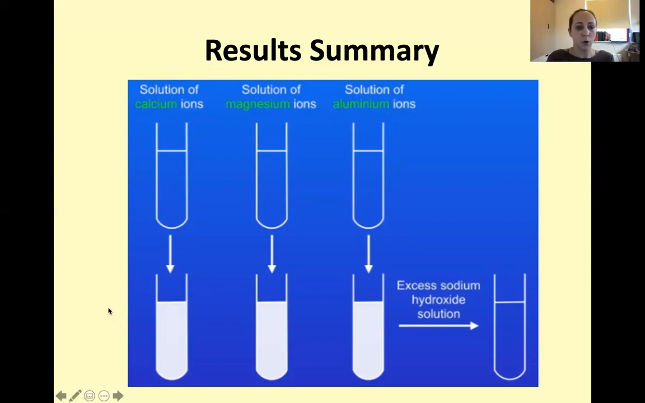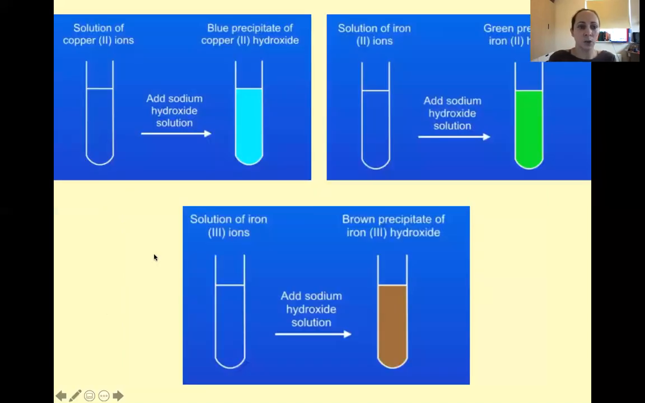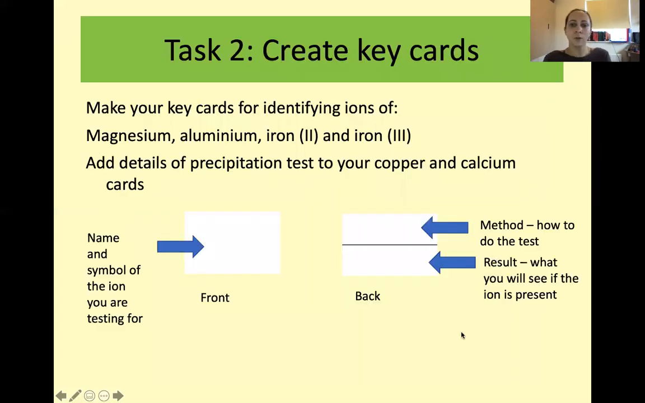The other ones we saw were quite distinctive colour changes. So we saw copper. If you've got copper 2 ions, you'll get a blue solution. If you've got iron 2, you will get a kind of a browny green colour. And if you've got iron 3, you'll get that orangey brown colour. So to get your last set of key cards, you need to make them for magnesium, aluminium, iron 2 and iron 3. And then you need to add the detail onto your copper and calcium cards about what would happen if you did the precipitation test. So pause the video here, please, and complete your key cards.